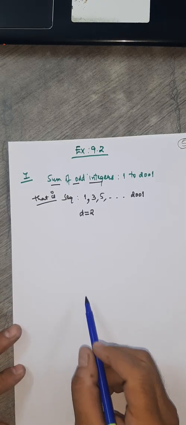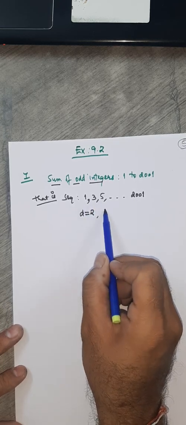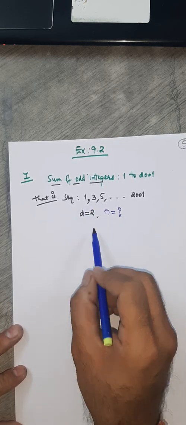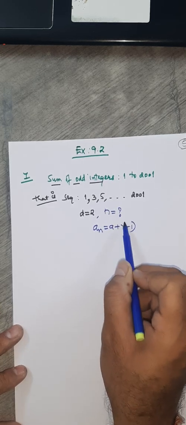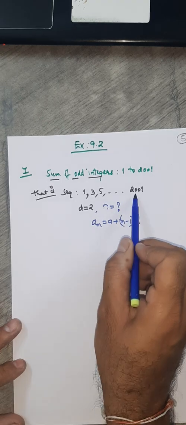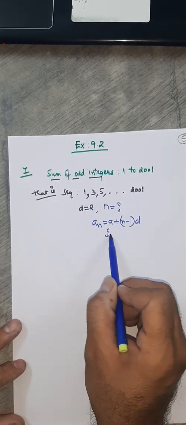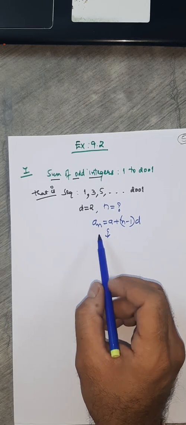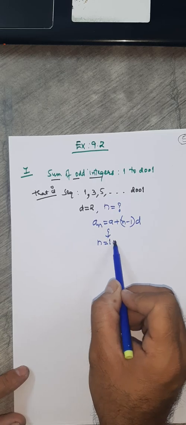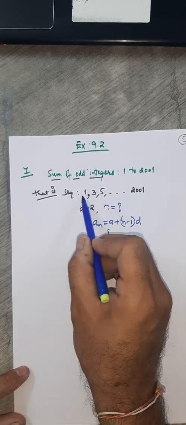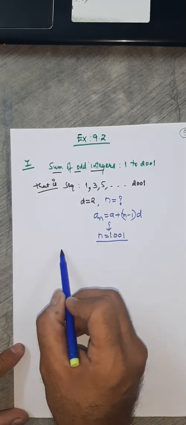Now, first term, last term. You want the summation of all, so you need to know what is n. You can use this formula if you want: A plus n minus 1 into D. Here the last term is the n-th term. A means 1, D means 2. You place them here, and you will get the number of terms, which is quite obvious, 1001. You can see this also by observation. So number of terms, common difference.